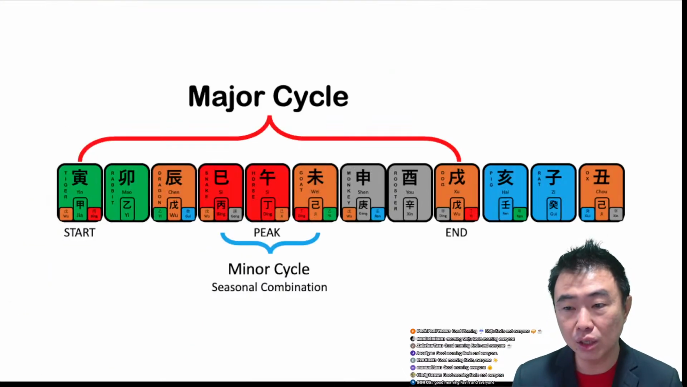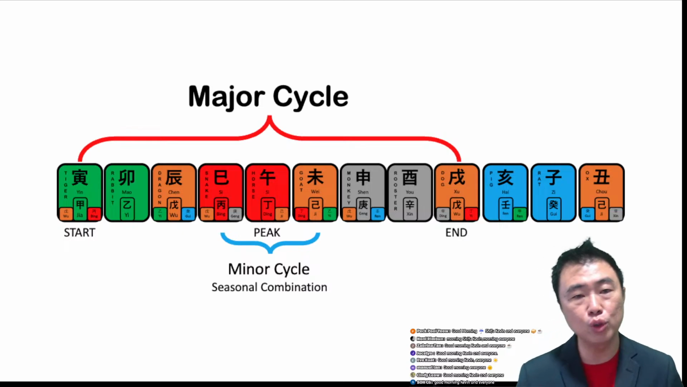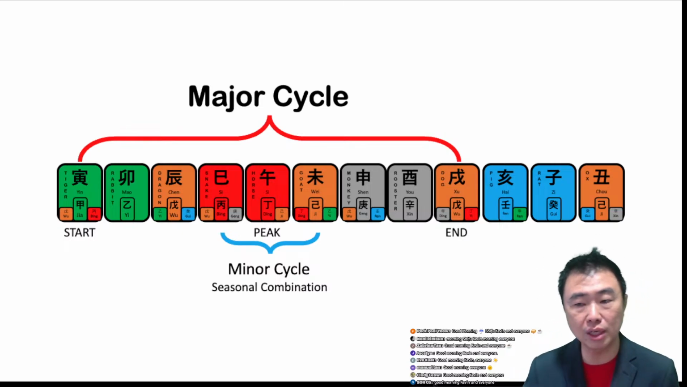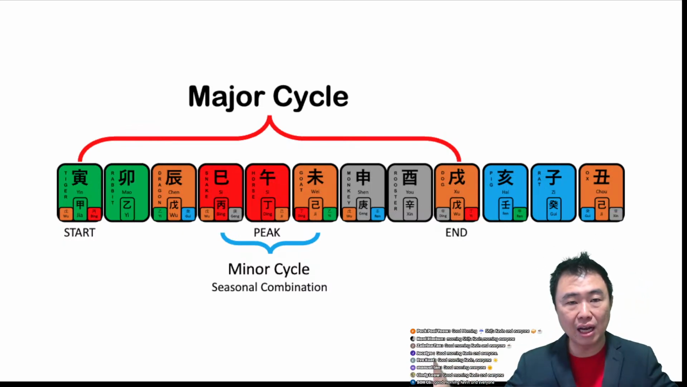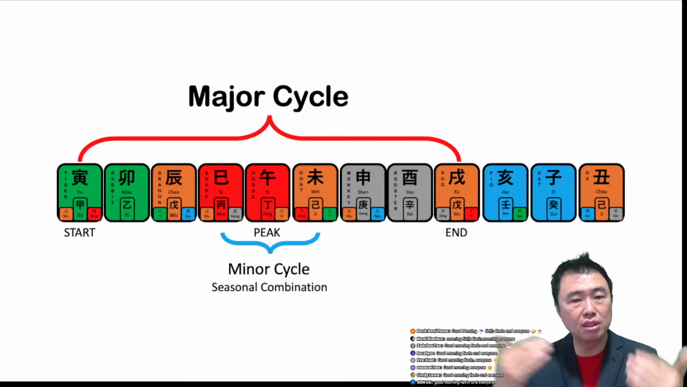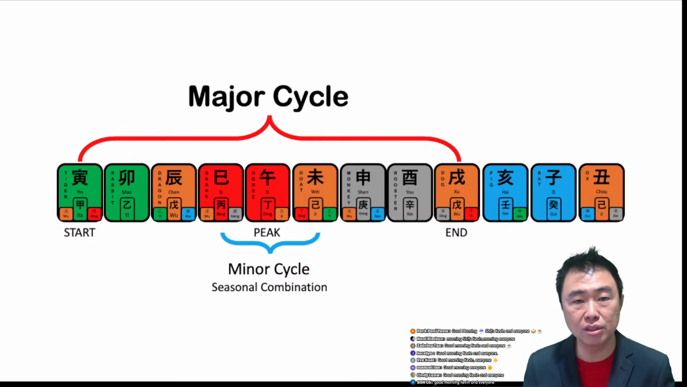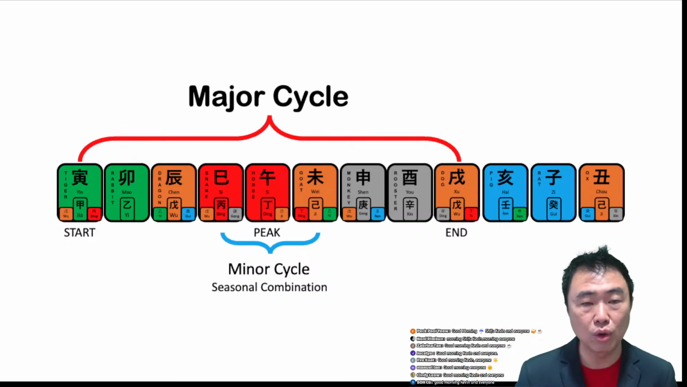Right, so come, let's take a look at 3-1. Now, for you to understand the branches, right? The branches are basically just listing out the seasonal timing. The 12 branches are the 12 months, right? So the 12 branches are the 12 months.